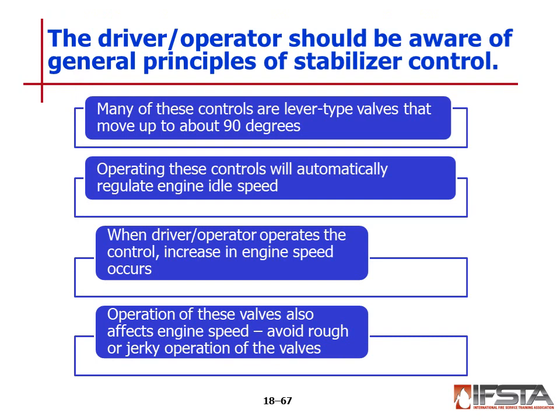Before operation begins, the driver operator should be aware of the following general principles of the stabilizer controls. Many of these controls are lever-type valves that move up to about 90 degrees. Operating these controls will automatically regulate the engine idle speed. A fast idle toggle switch or manual throttle control may also regulate engine idle speed. This provides power necessary to perform the desired action. When the driver operator operates the control, increases in engine speed occur. Operation of these valves also affects the vehicle's engine speed. Avoid rough or jerky operation of the valves.